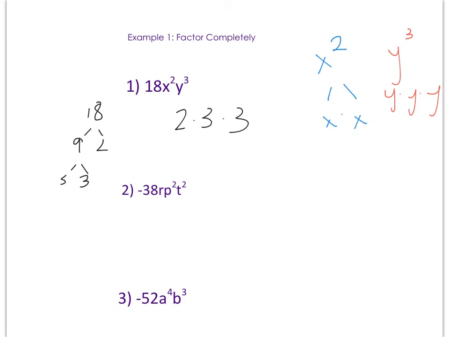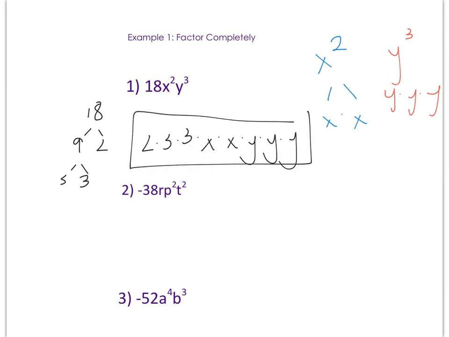So here, let me erase this so I can move it over a little bit. So here, if I write out the completely factored form of 18x squared y cubed, I get 2 times 3 times 3 times x times x times 3 y's. And again, I have to expand it all out because that's the completely factored form.